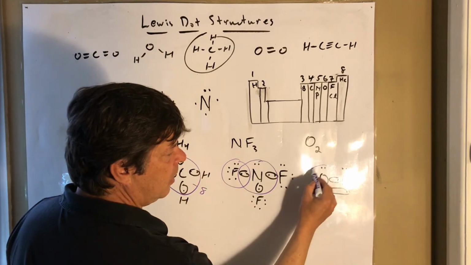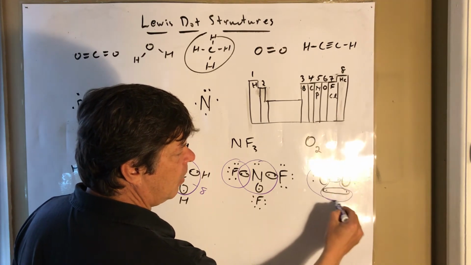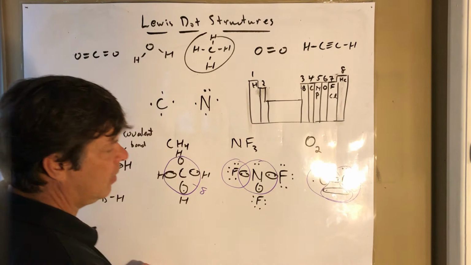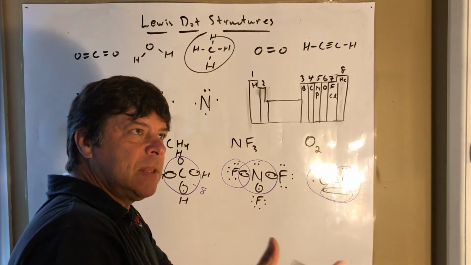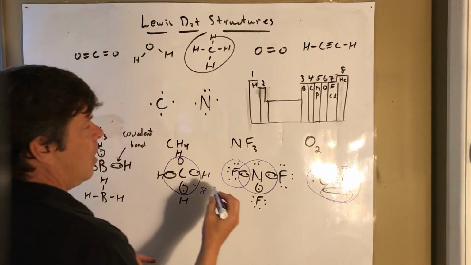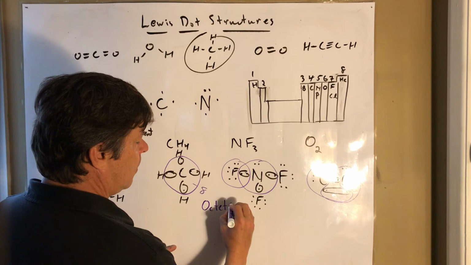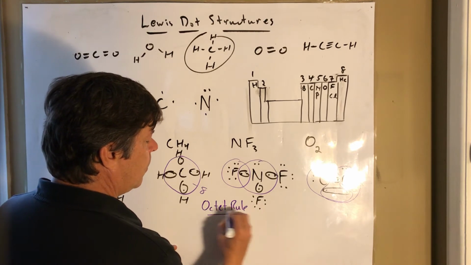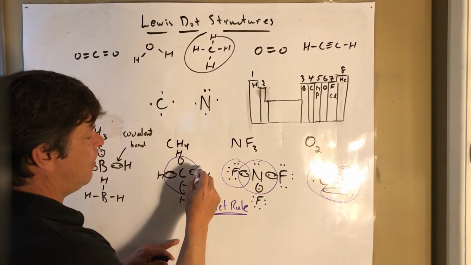Around this oxygen, if you count all of these, that's 8. This oxygen, count all those, has 8. So there's something about having 8 electrons in the compound. Maybe you've heard of this before, it's called the octet rule. So most compounds follow the octet rule.